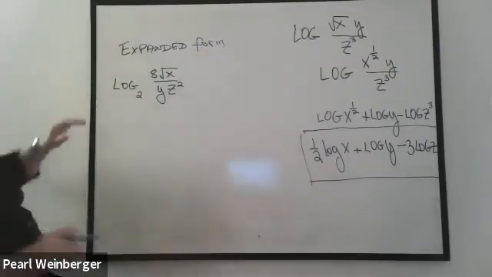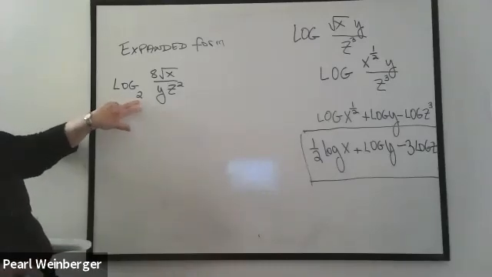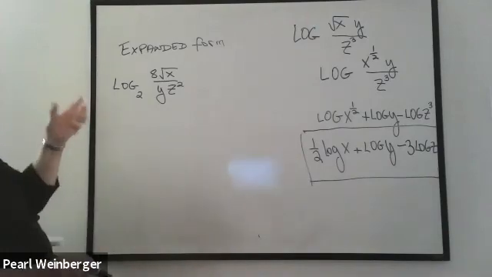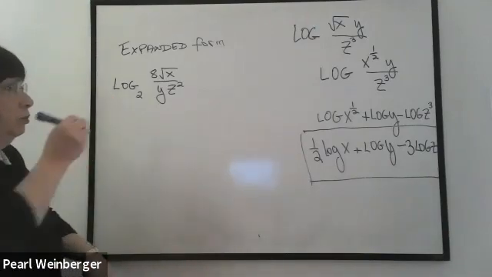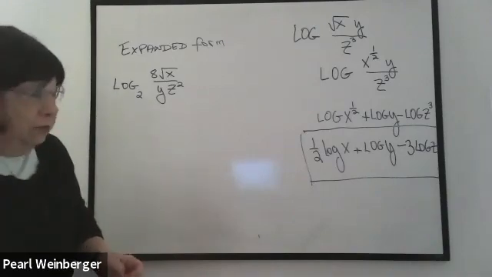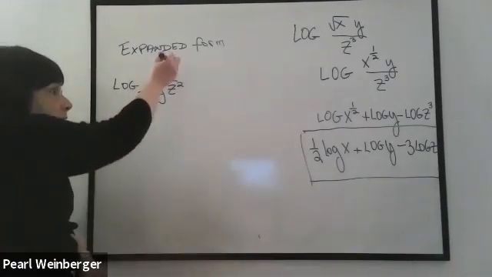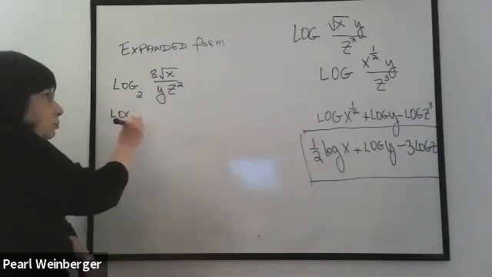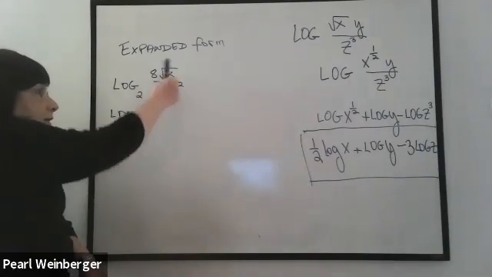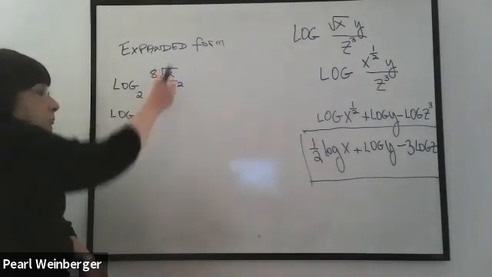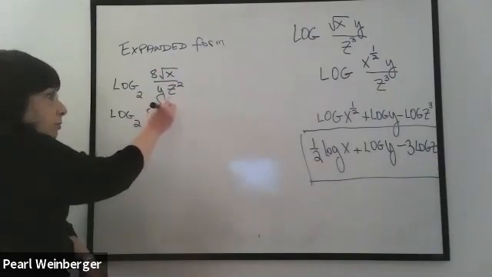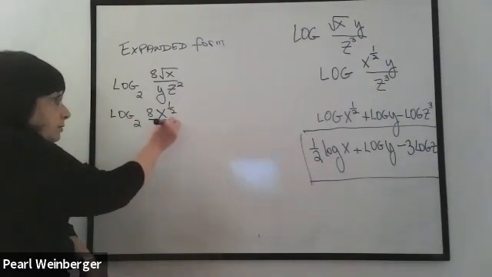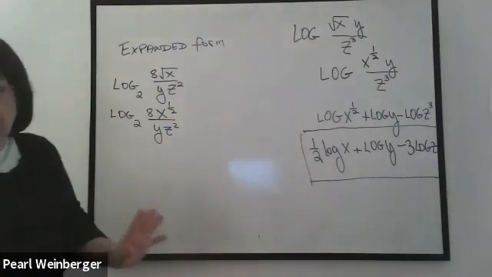Notice I'm not using log base 10. I'm using log base 2. I see the base is written in, but the rule is the same. First of all, I look for anything that has a radical in it. There is a radical here. I'm going to rewrite this as log base 2 of 8. Instead of writing the square root of x, I'm going to write x to the 1/2 power over y z squared. So that's my first step.